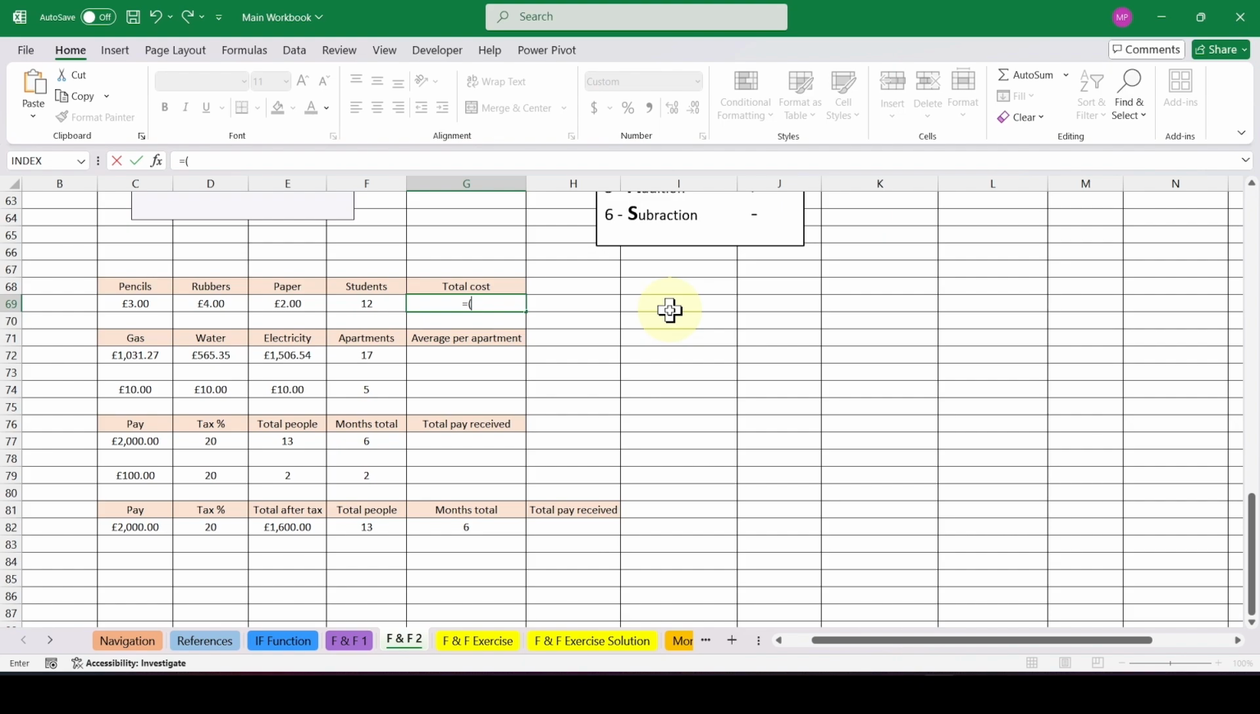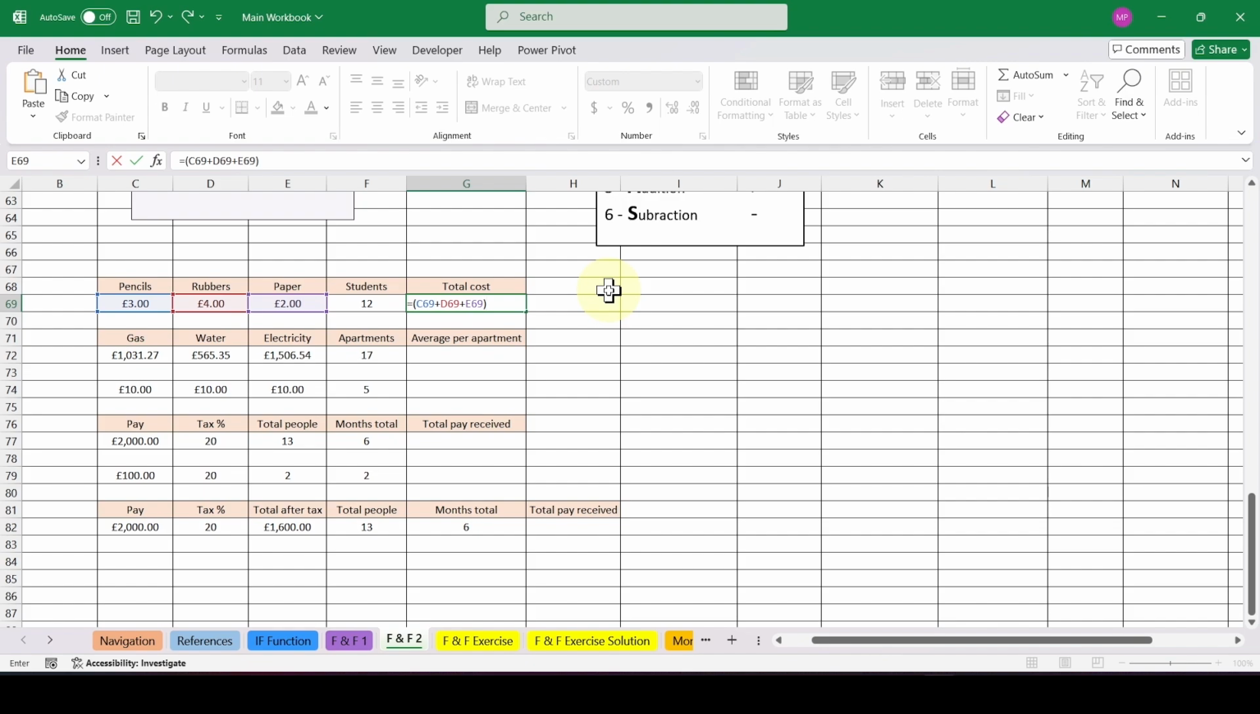So using the point and click method, I will get the first value here, which is for pencils. Then the plus operator would go in. Then this value here for the rubbers. Then again the plus operator would go in. Plus this value here. And then I will close off my parenthesis. Of course, this would give us the total of these three values here.